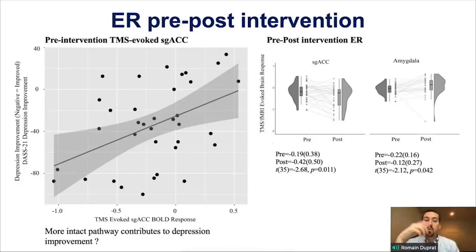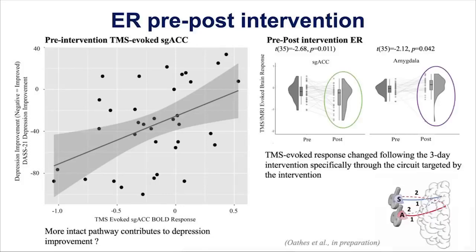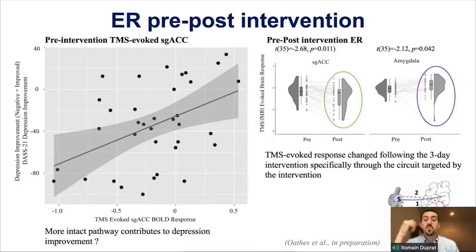What's also very interesting, on the right, you can see we plotted the pre and post-intervention evoked response in the subgenual anterior cingulate cortex and the amygdala. And next slide. What you can see is that the post-treatment evoked response in the subgenual anterior cingulate cortex was stronger, so it becomes more negative than at baseline. On the other hand, in the amygdala region of interest that we looked at as a control, we found no such effect. On the opposite, we found a weakening of the evoked response, so it tended towards a null signal change there.